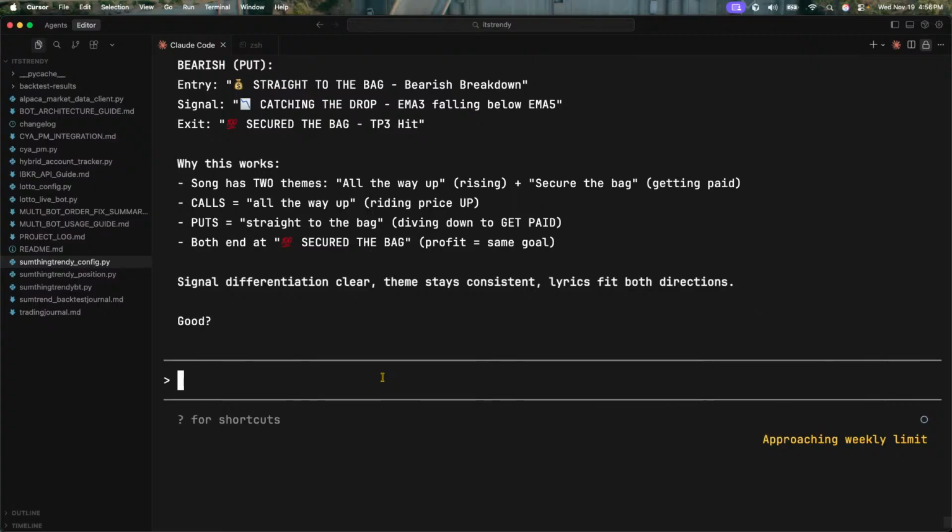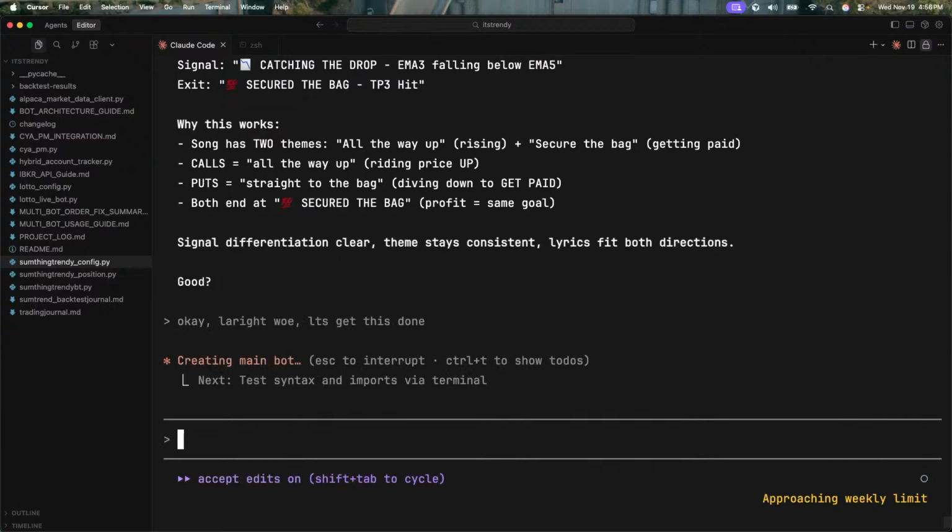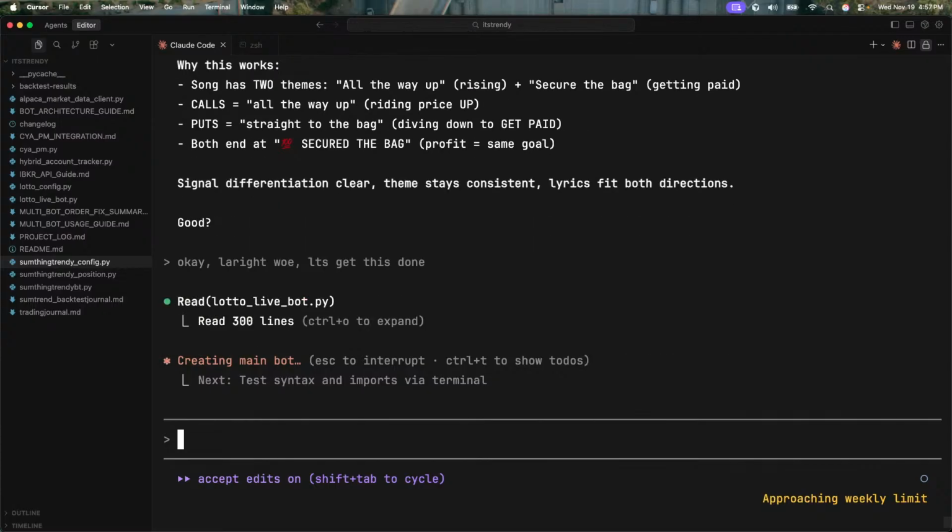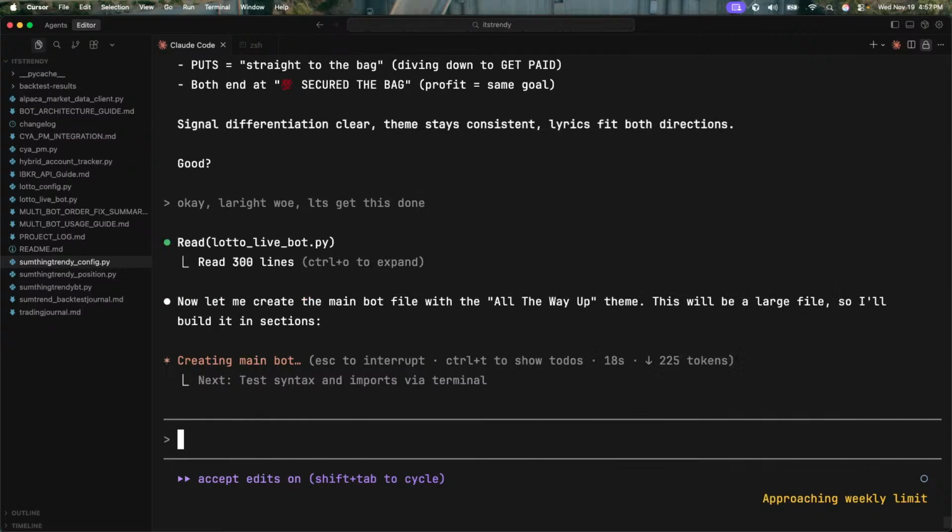All right, man. Okay. All right. Let's get this in. Let's get this done. Just don't be ridiculous, man. Don't be ridiculous, bro. All right, let me create the bot with the all the way up theme. This will be a large file, so I'll build it in sections.